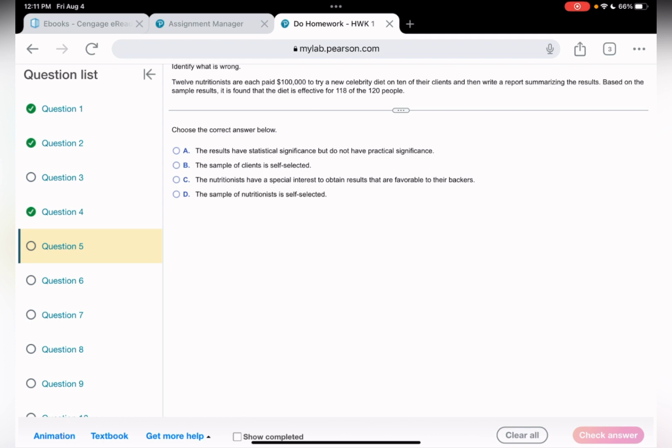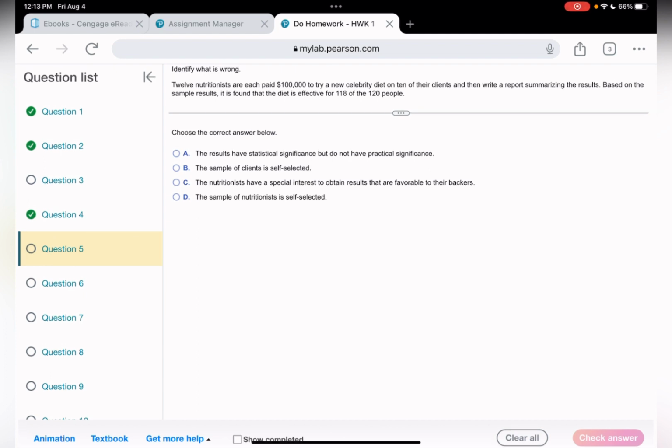Answer A. The results have statistical significance but do not have practical significance. So first let's understand what is statistical versus practical significance. While statistical significance shows that an effect exists in a study, practical significance shows that effect is large enough to be meaningful in the real world.